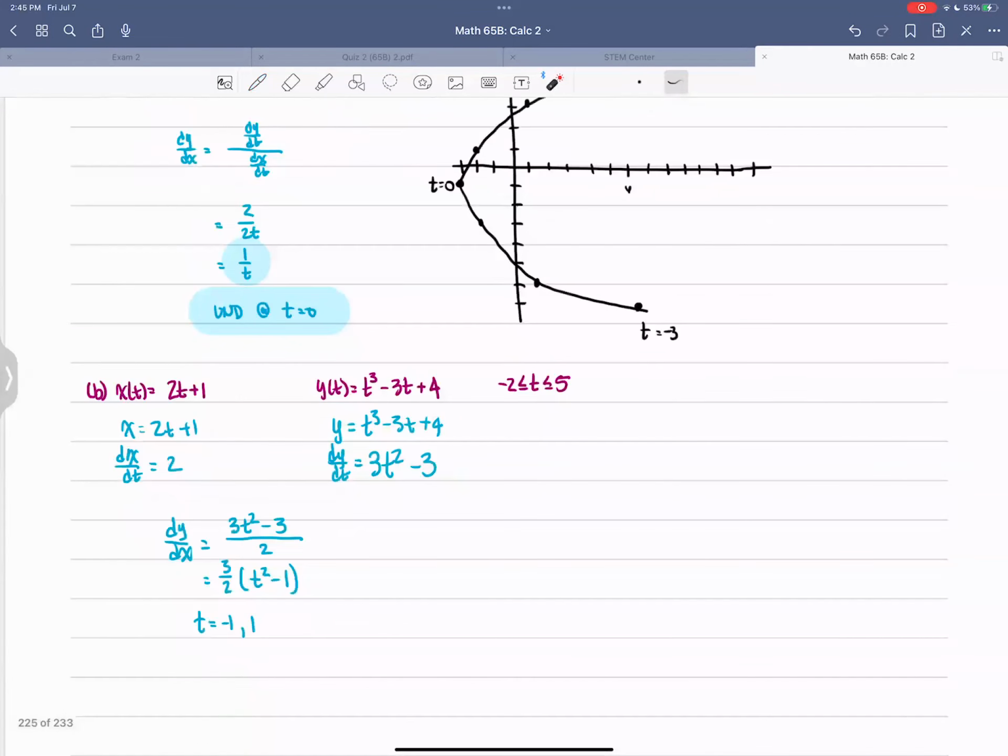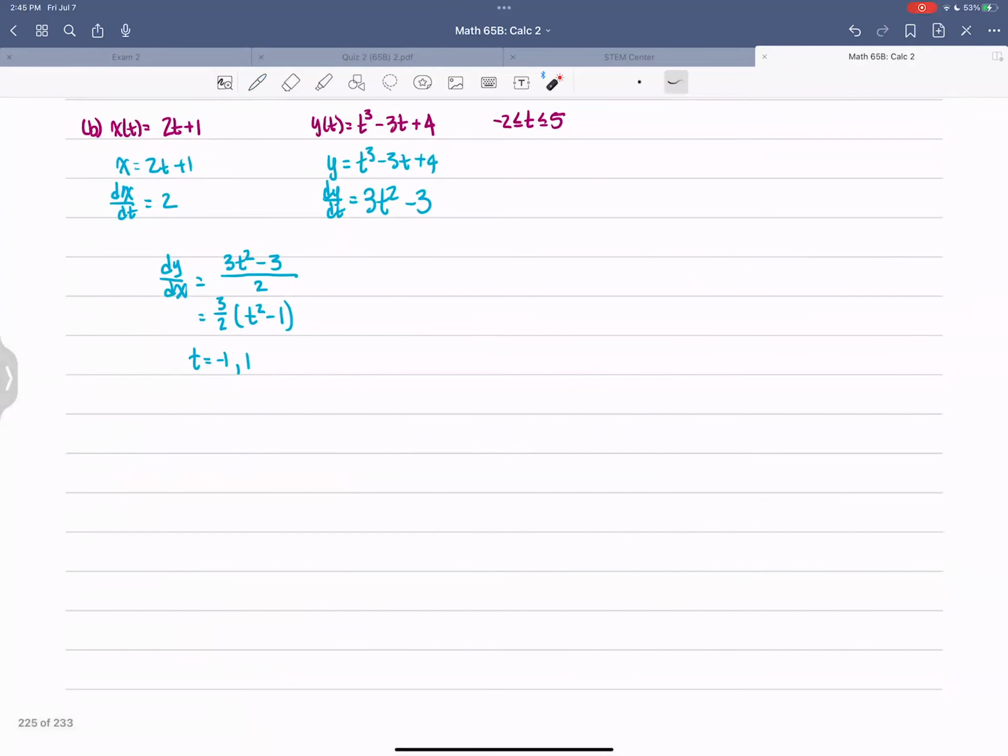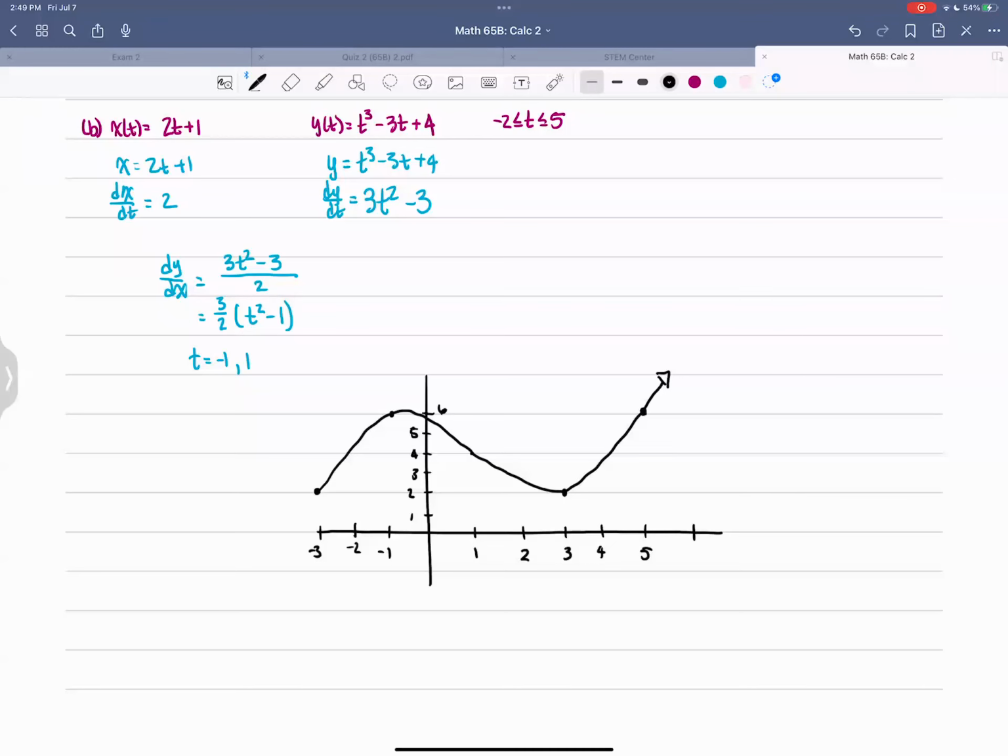Let's pause this and see what we have. And done. Wow, love the transition. Okay, so from here, we're starting off with this point, -3, 2. That's when t is equal to -2.